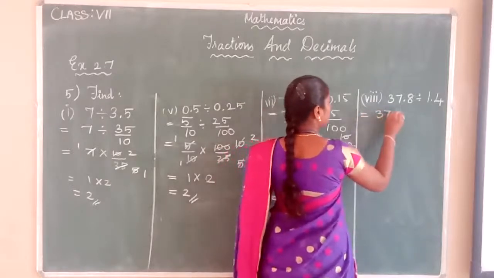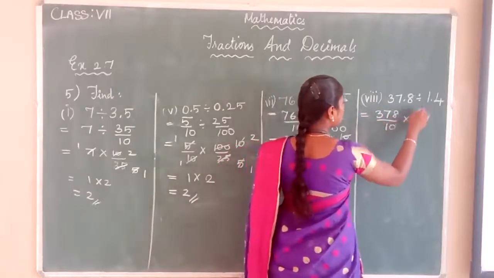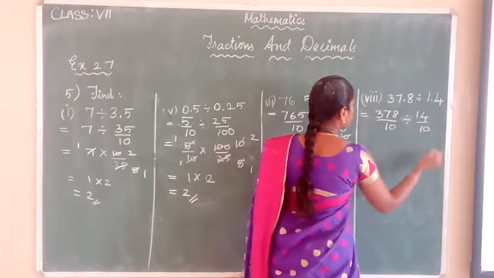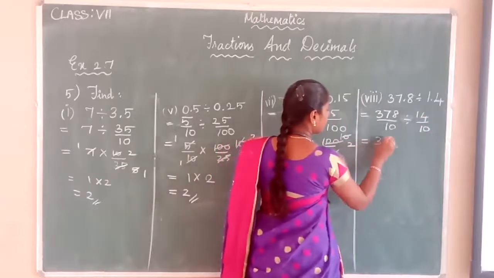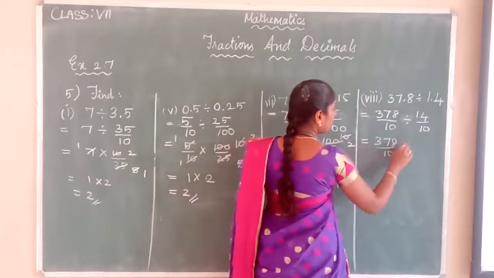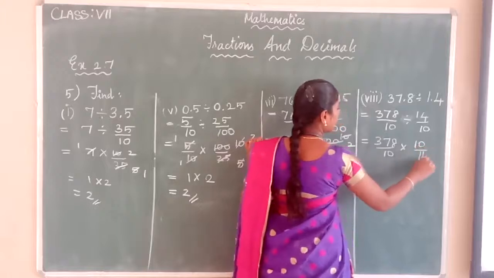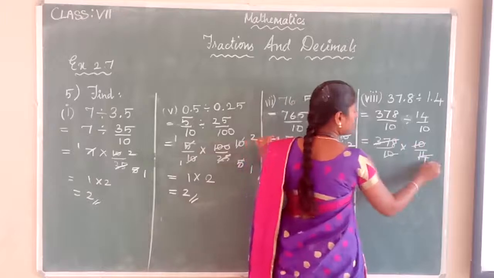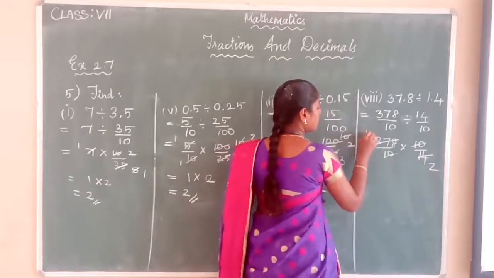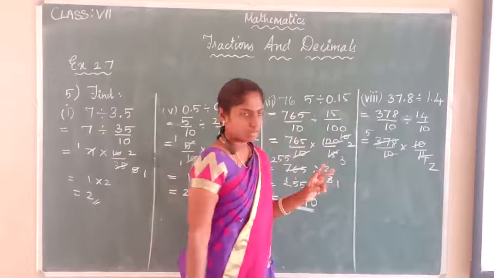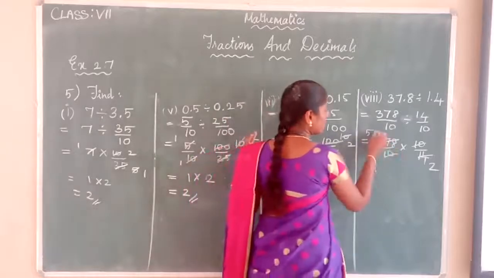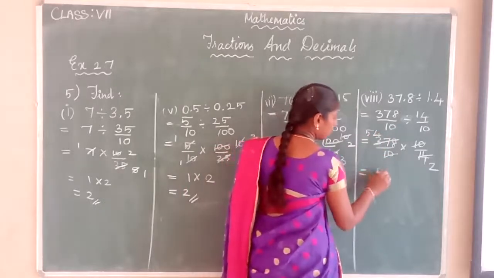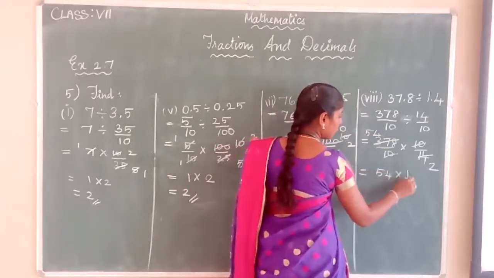This can be written as 378 by 10 divided by 14 by 10. Okay. So what do you have? 378 by 10 into 10 by 14. 10 and 10 will get cancelled. Cancel 14 and 378 in 7 table. 7 2s are 14. 7 5s are 35. So what is remaining here? 3 is remaining. Again you join the 3 with this 8. You will get 4 7s are 28. Okay. So 54 into 1 by 2 will be remaining.